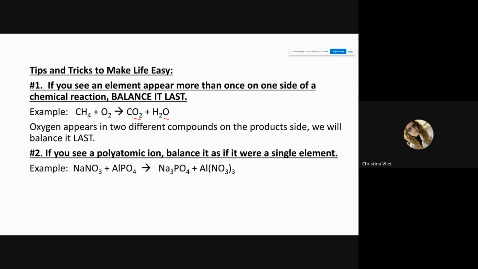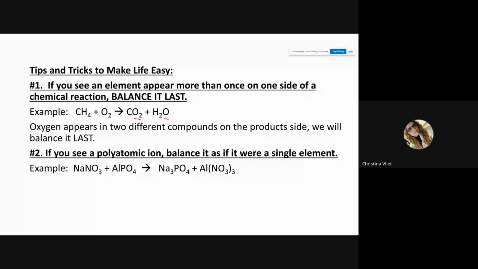If you see a polyatomic ion, oh boy. Balance it as if it were a single element. Now I am going to do you a favor, and on the test on Friday, I will have a list of the polyatomic ions for you. I'll put it on your test, just like I did with the electronegativity values, because I'm not testing your ability to know polyatomic ions, but I'm testing that you'll know what to do with them, if that makes sense.